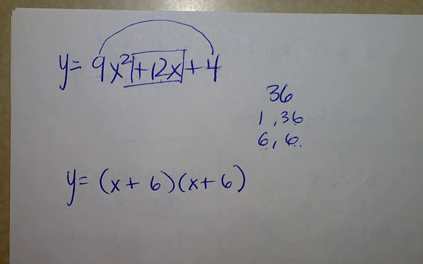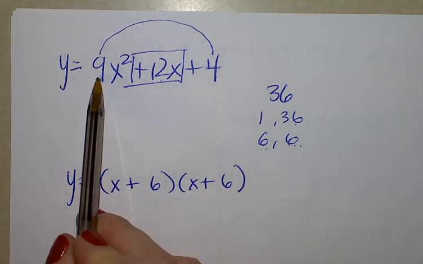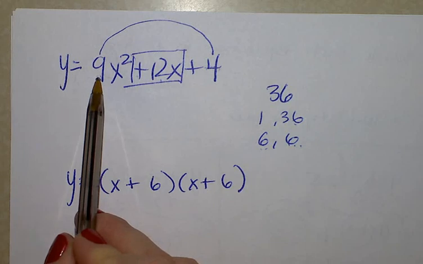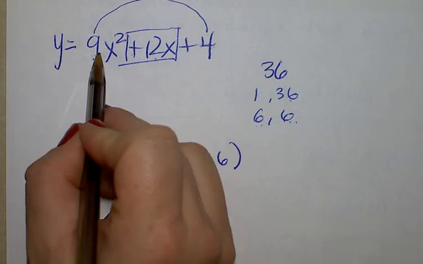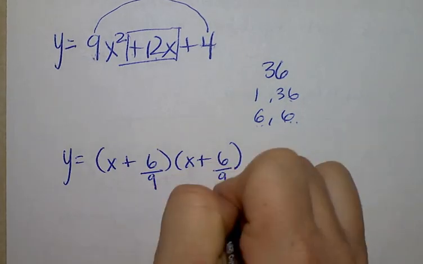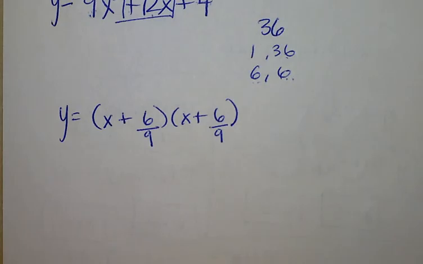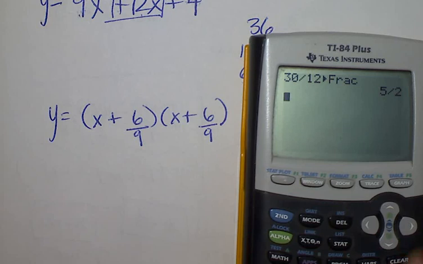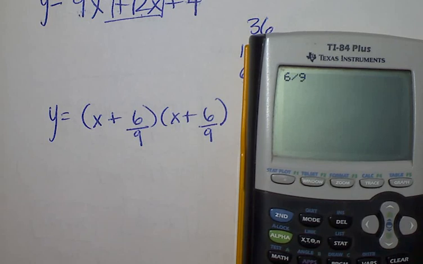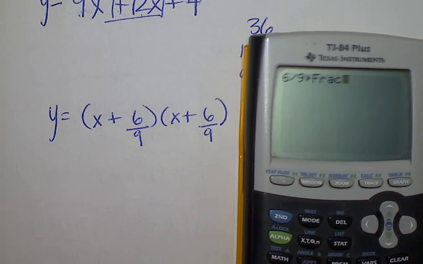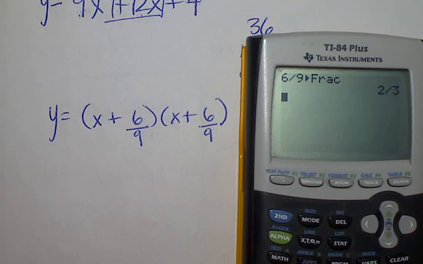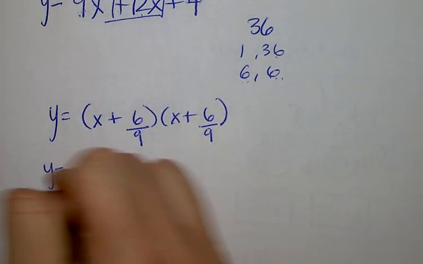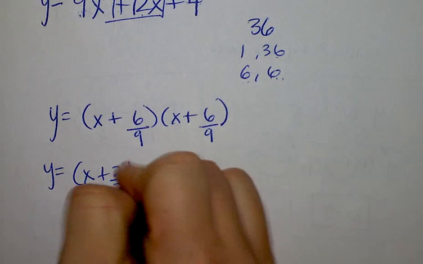Whenever the leading coefficient is different than 1, we do bottoms up. That means you take this number and you put it underneath, bottoms. Now some of us can easily reduce this in our head. Others prefer to use a calculator. But you're going to take 6 divided by 9, hit math, fraction, enter, enter, and you'll see the fraction reduces to 2/3. So I'll rewrite them both. All I did is I've reduced this.